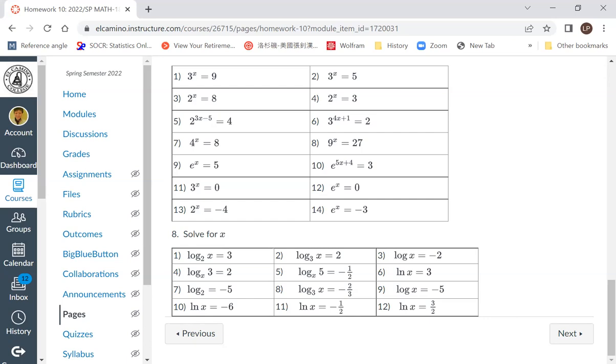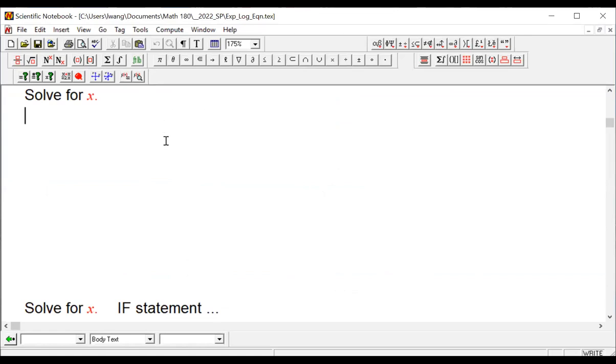Okay, I'm still going to go back to our lesson. So solve for this. Let's look at the first one. The first one says log base 2 of x is equal to 3. Okay, first of all, what does it mean? I'm going to talk about the different methods we can use.